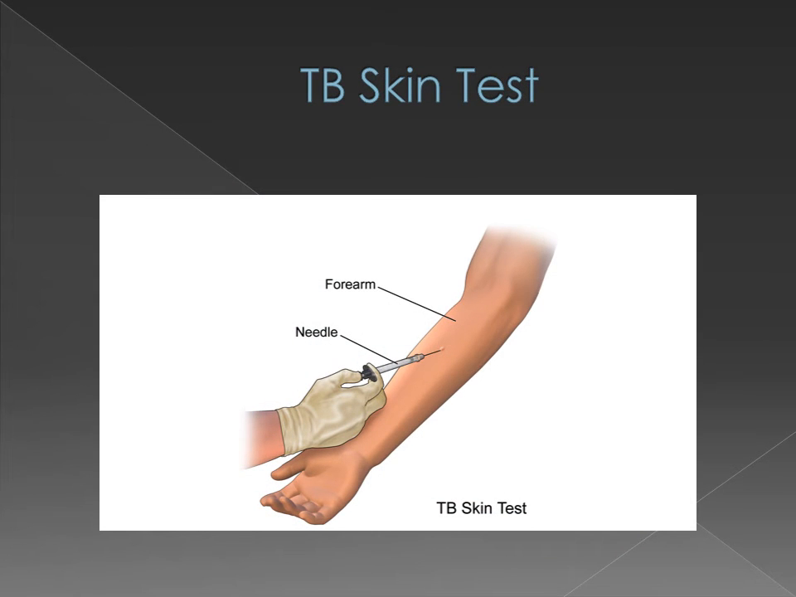A TB skin test is a test that is often used to find out if you are infected with TB bacteria. A liquid called tuberculin is injected under the skin on the lower part of your arm. If you have a positive reaction to this test, you probably have TB infection. Other tests will be needed to find out if you have latent TB infection or TB disease.